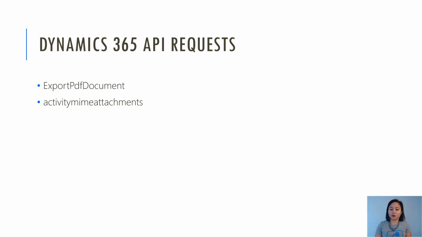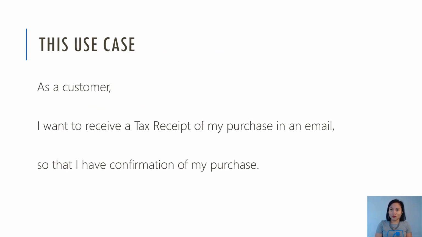And then the other API request that we're going to use today is the activitymimeattachments. A reminder of the use case: as a customer, I want to receive a text receipt of my purchase in an email so that I have confirmation of my purchase. So without further ado, let's jump straight into the demo.